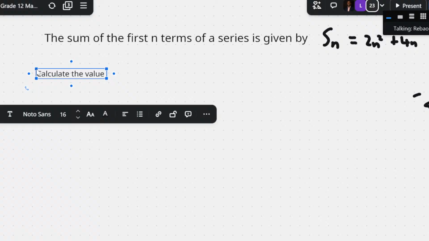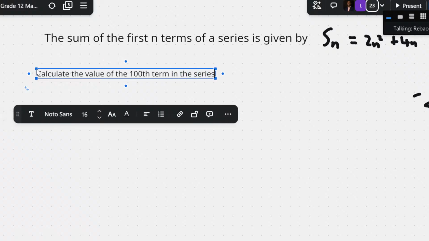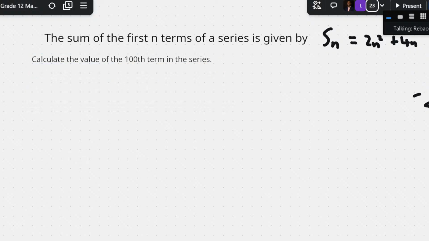Calculate the value of the 100th term in the series. This is a very interesting one, because you'll be like, am I supposed to write out the series and then all of a sudden find the value of the 100th term? Impossible, examiner. How can I do that? Now, here's the formula.